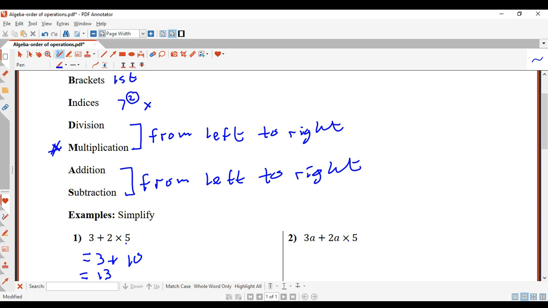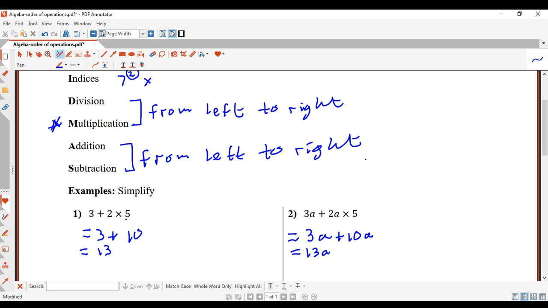Okay, now if we apply that to the algebra question, we've got a plus and a times there. We've got to do the times before the plus. So it becomes 3a, and then 2a times 5 is positive 10a. So positive 10a, and then our answer is 13a. So copy that down.